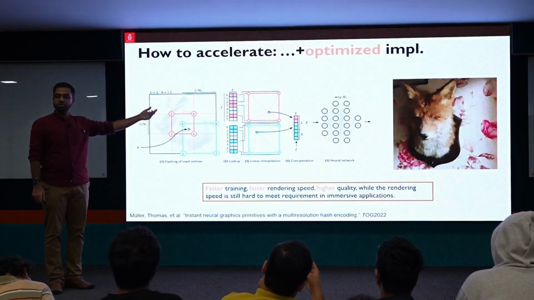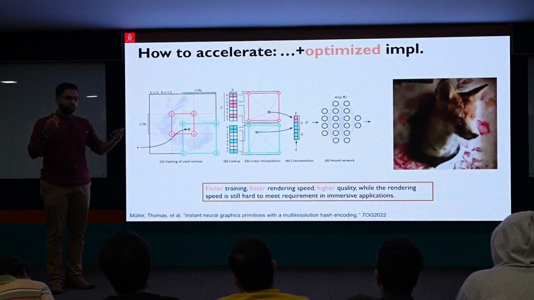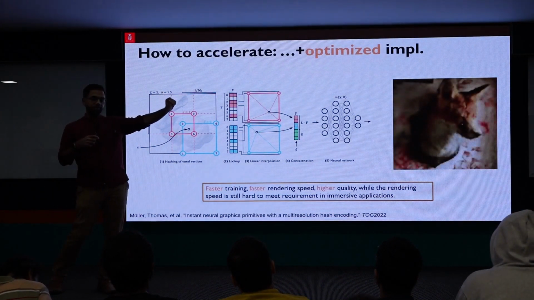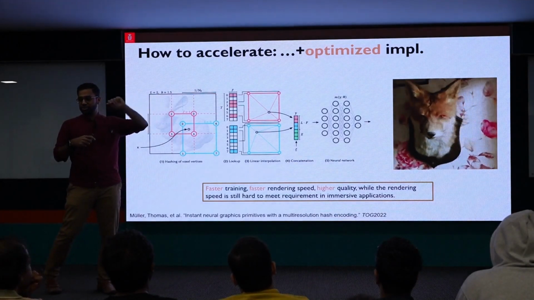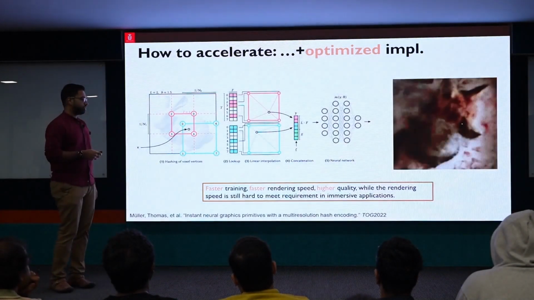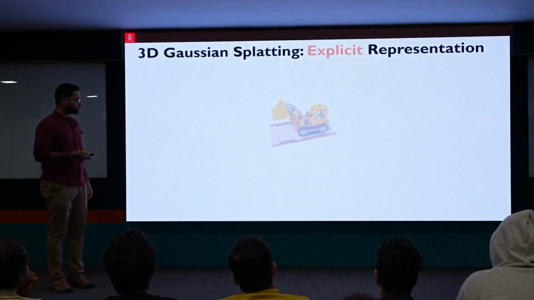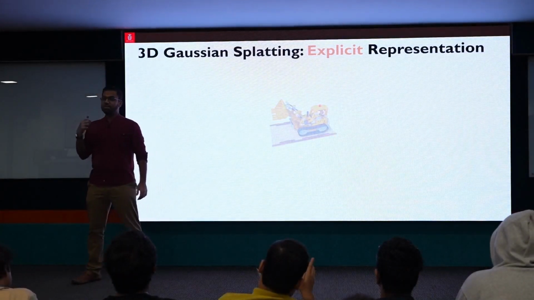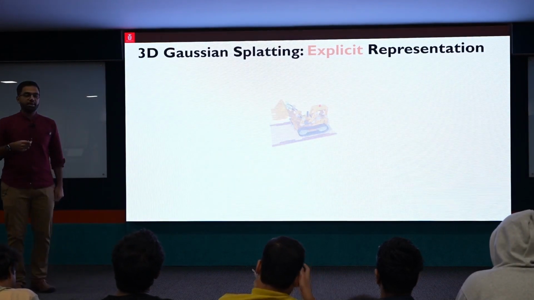I won't go into the details here, but essentially this is one way of making NeRF faster. So you can go down this route, right? Try to make these neural network evaluations much faster so that even though you have to evaluate the neural network many, many times, it's still very efficient, right? So that's one way in which you can solve this problem. But what we are going to talk about today, 3D Gaussian splatting, is another way of solving the same problem.